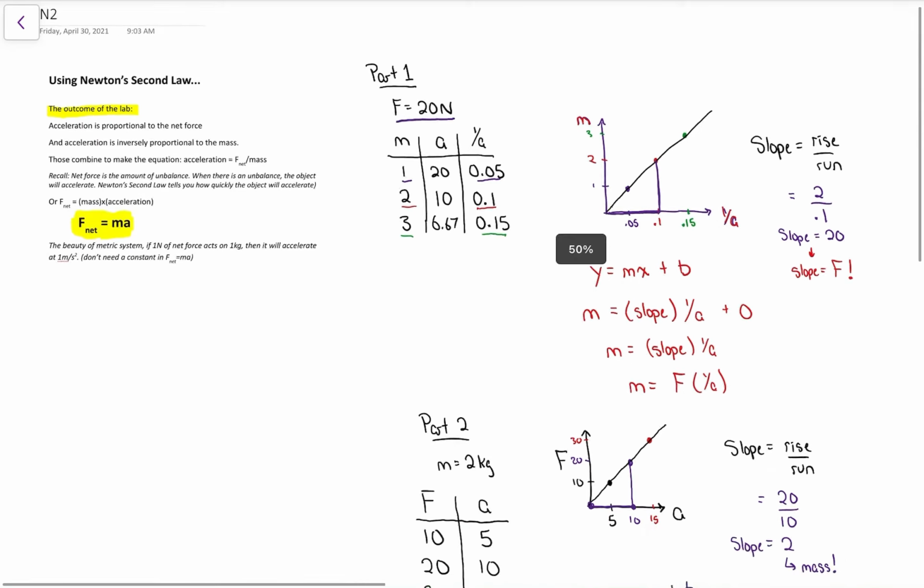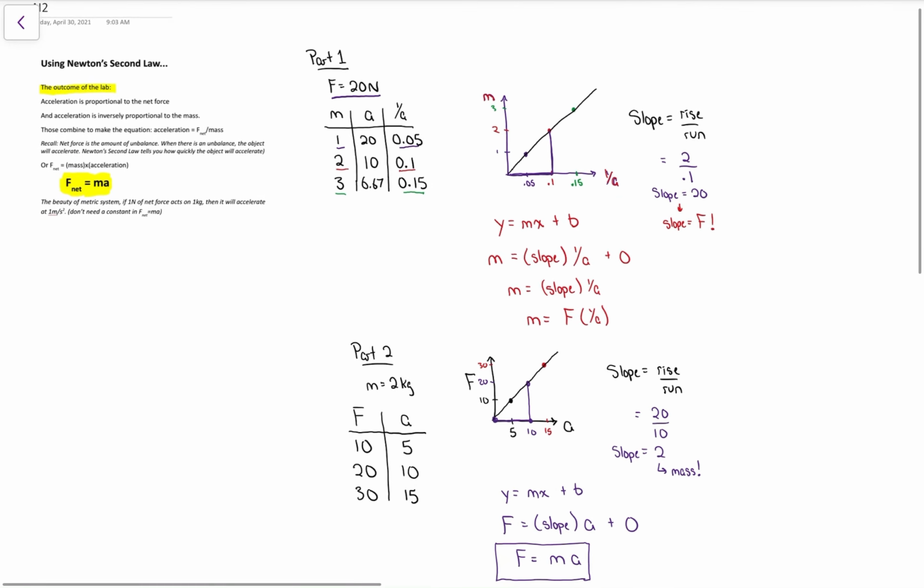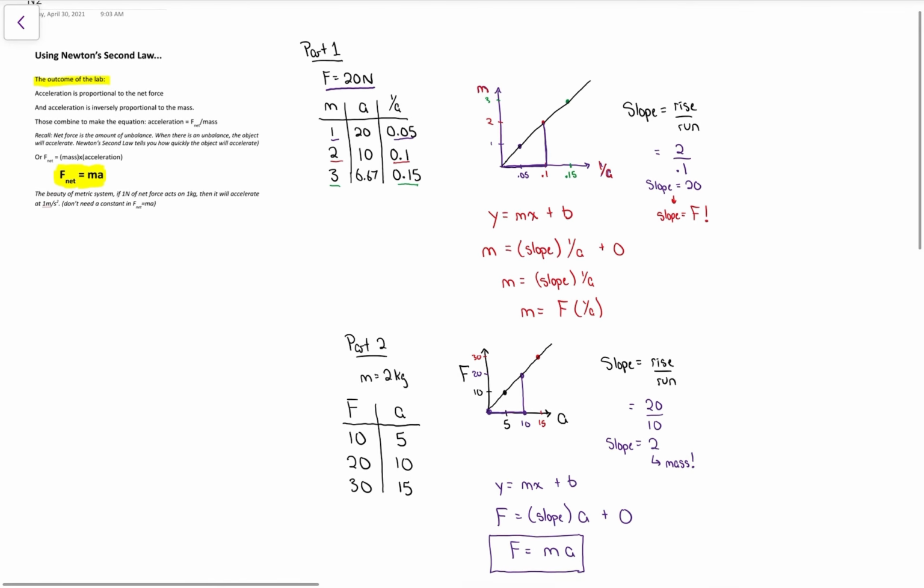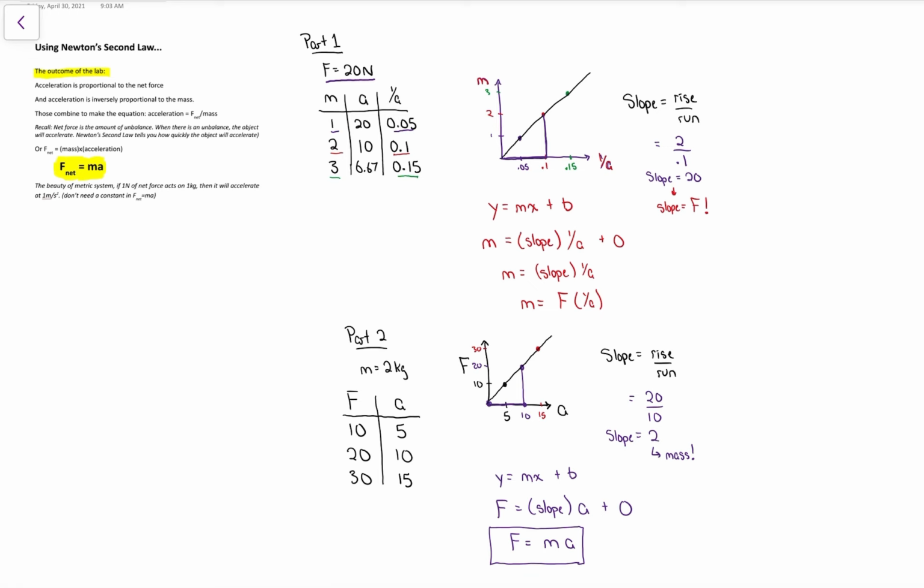Really, the F net is, think back to Newton's first law, the amount of unbalance. From Newton's first law, if you have an unbalanced force, then the motion is going to change or the object's going to accelerate. So an unbalanced force or an F net creates an acceleration. Newton's second law is the math on it. If there's an unbalance, if there's an F net, we can figure out the acceleration using F net equals m times a. Really what this does is it kind of defines what a kilogram is.